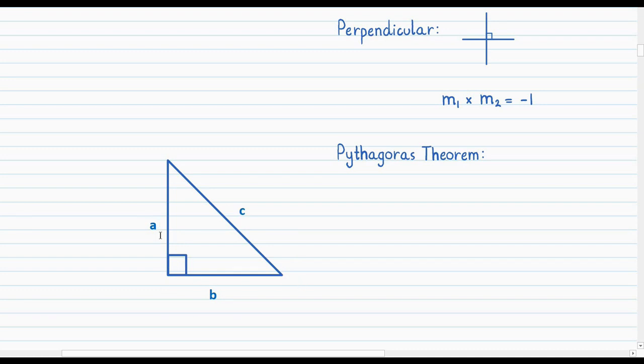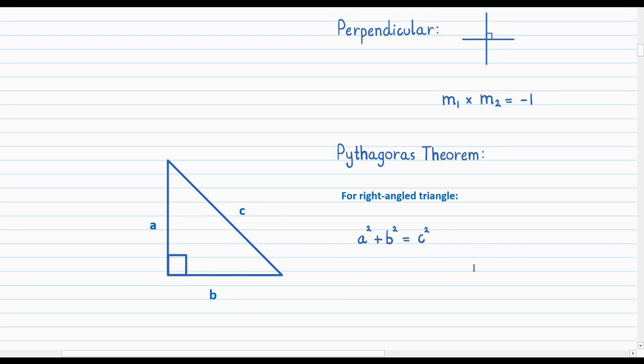Where if the two lines that join together to make the 90-degree angle are named as A and B, and the side opposite to the 90-degree angle, meaning the hypotenuse, is labeled using the letter C, then by the Pythagoras theorem, C squared equals A squared plus B squared. And that's the basic idea.